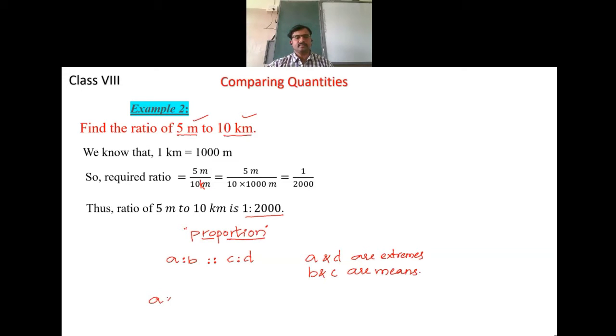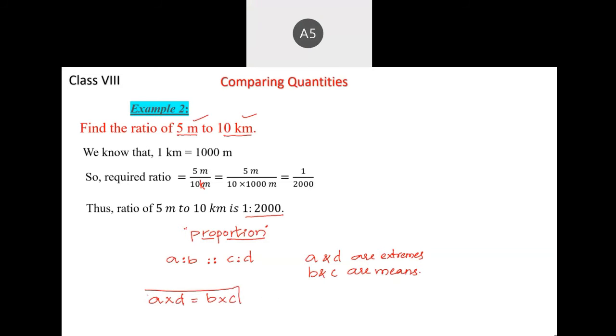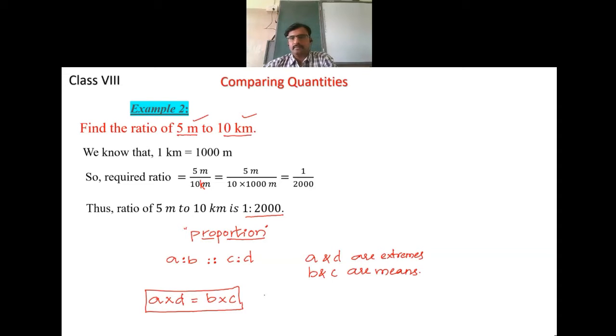The product of A times D will be equal to the product of B times C. This is what we had learned in previous classes: the product of extremes will be equal to the product of means.